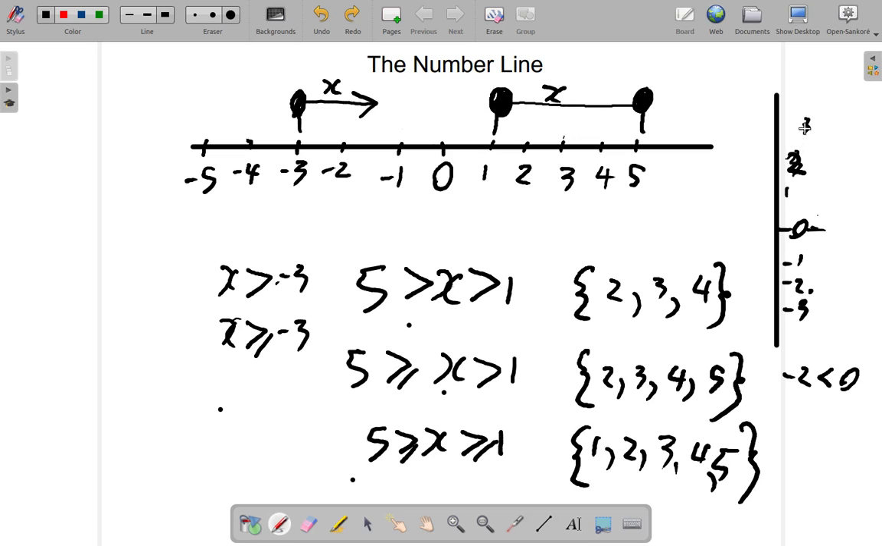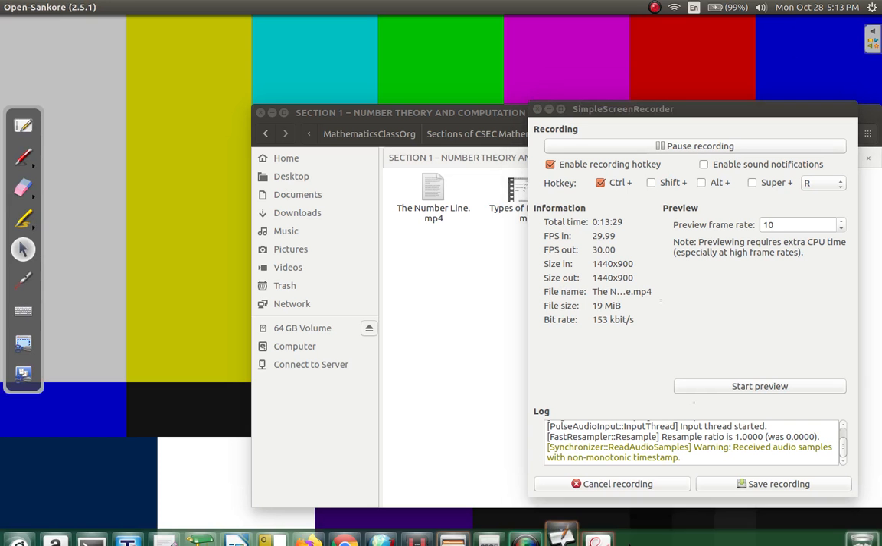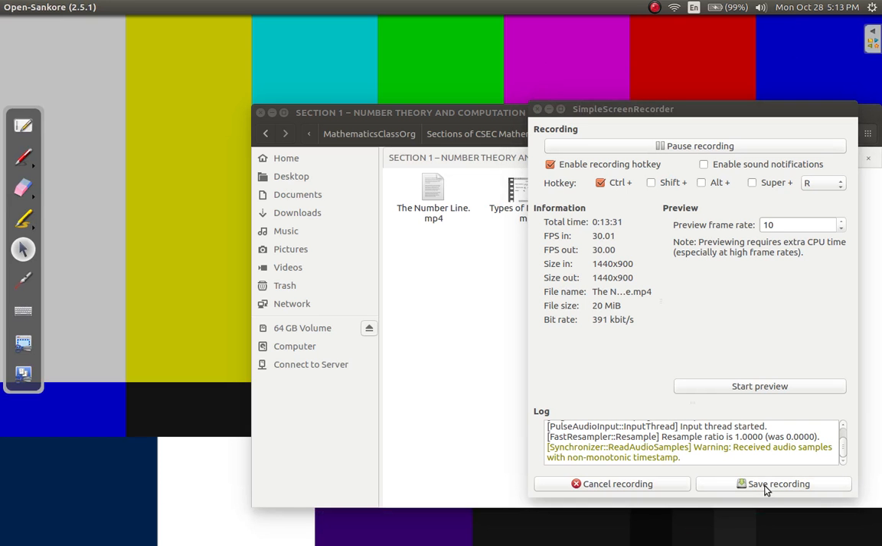It's 1, 2, 3. 3 is greater than 2. It's higher than 2 here. On the number line, it is to the right of 2, so it is greater. Alright. So we'll look at that some more at a later date, and we will move on to other topics soon. So I'll see you.